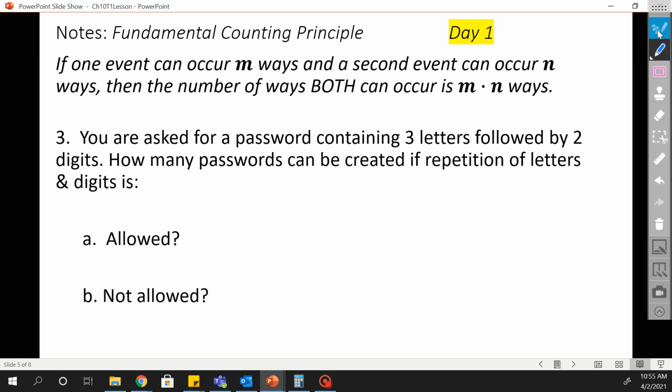Okay. Well, in order to discover the events that are happening here, let me think of the options. It says you are asked for a password containing 3 letters followed by 2 digits. Well, I have a couple of different options. So I have options for letters and I have options for digits. Well, what do those options go with? They go with the password. Specifically, they go with the placement of each letter or digit in the password.